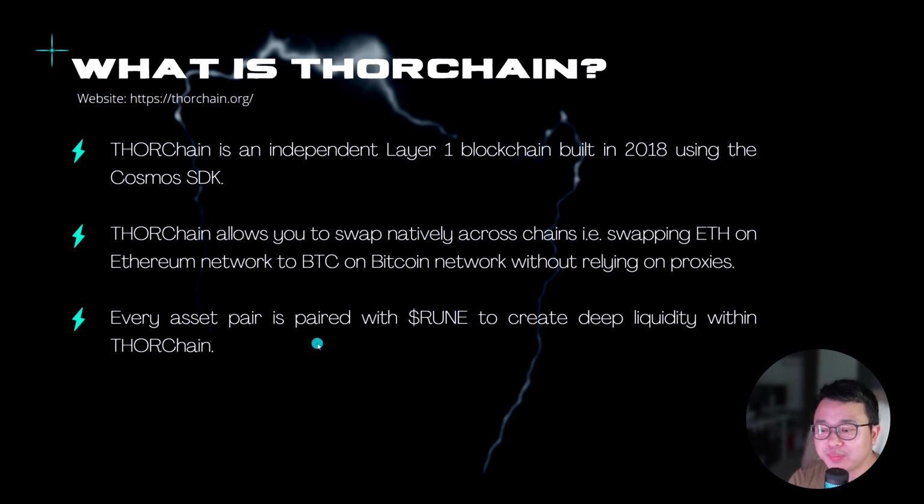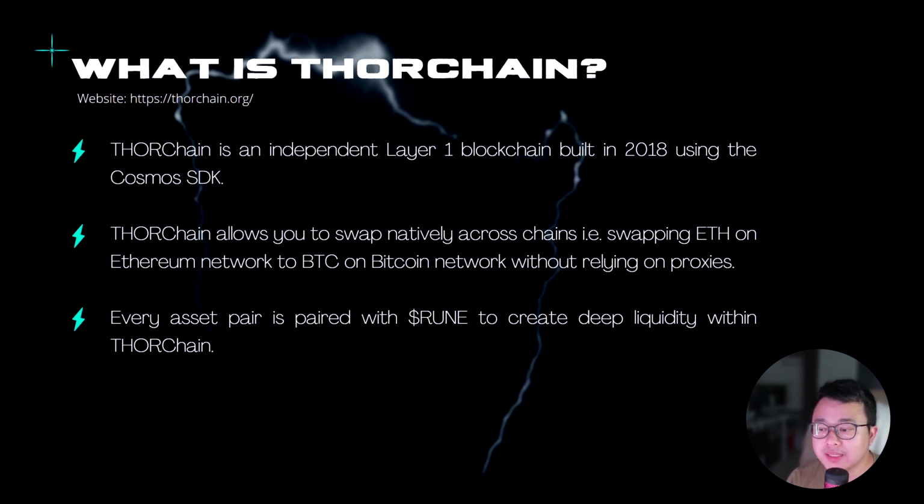Additionally, every asset is paired with the RUNE token to create deep liquidity within THORChain. So you won't get situations where you have fragmented liquidity, like having different types of USDT paired with different tokens. If everything is paired with RUNE, then all you need is liquidity for one side, and the other side, RUNE, will always have deep liquidity. That's what makes this pretty unique and allows for native cross-chain swaps without too much slippage.